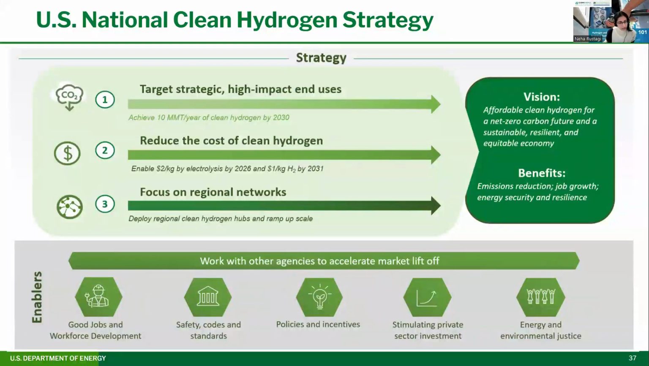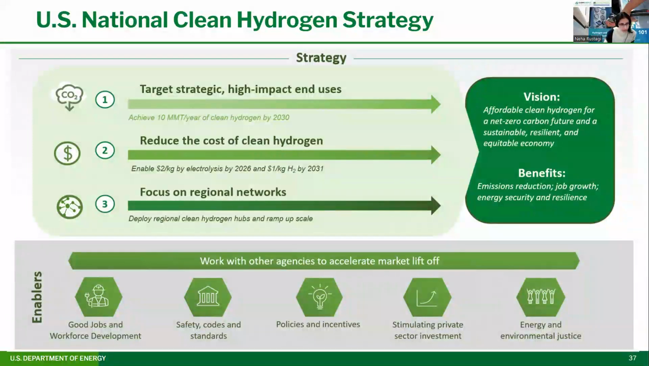The National Clean Hydrogen Strategy focused on basically 3 tranches. The first was to target strategic end uses for hydrogen. This is aligned with what speakers have been saying before, where we want to make sure we deploy hydrogen in places where it's likely to be more competitive than other decarbonization options or likely to have a bigger decarbonization impact.